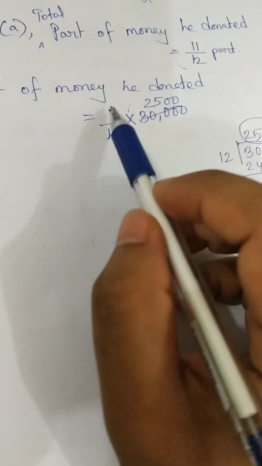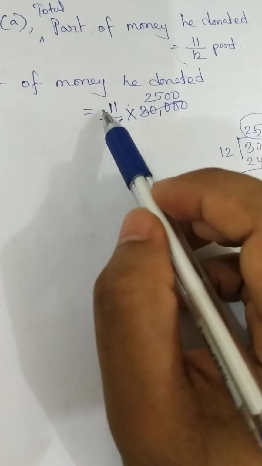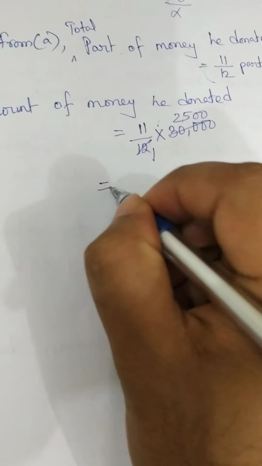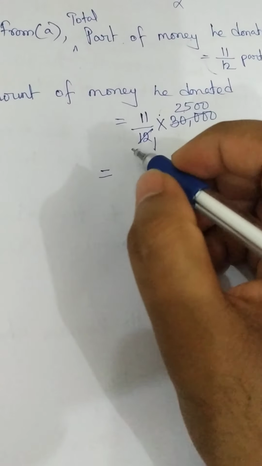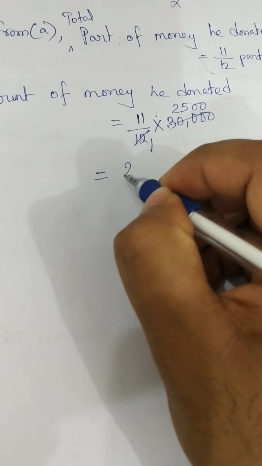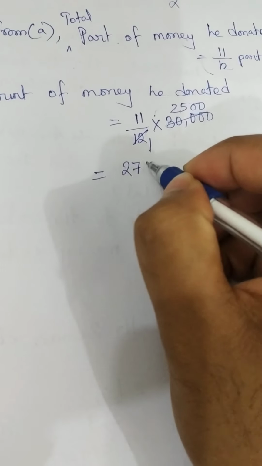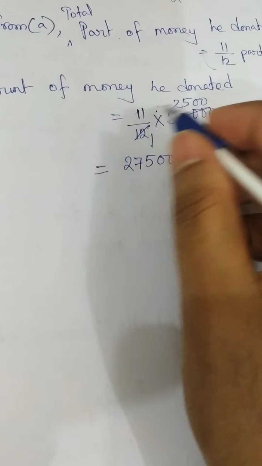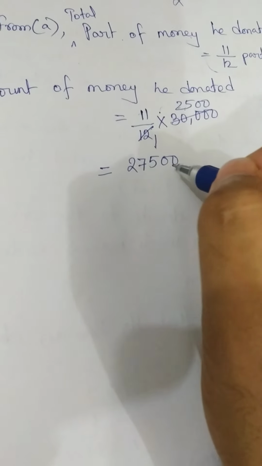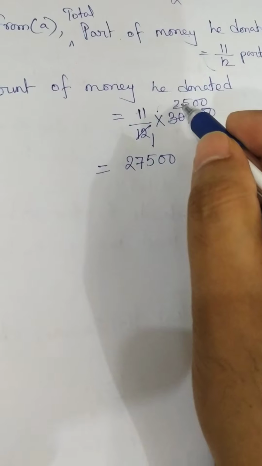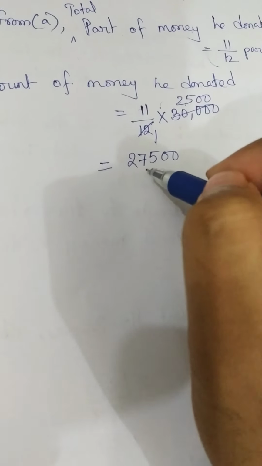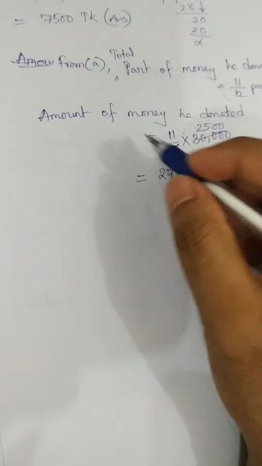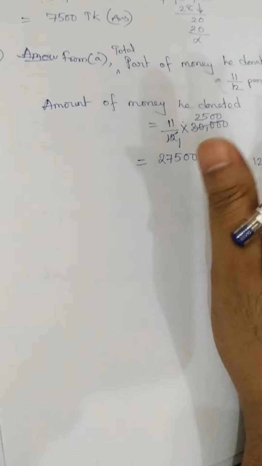Next, what we do, we just multiply 2,500 into 11. If we multiply this, what do we get? We get the amount as 27,500 taka. Just multiply 25 into 11, then put the zeros. These two zeros will be there. Just multiply 25 into 11, you get 275. Okay, very easy. So this is the amount of money that he donated in total.